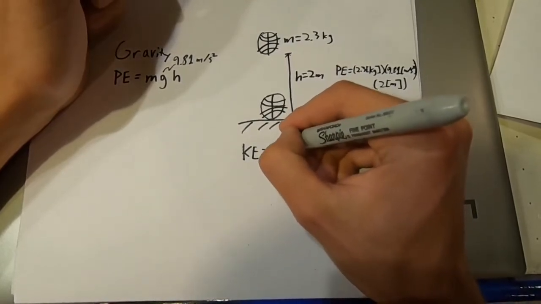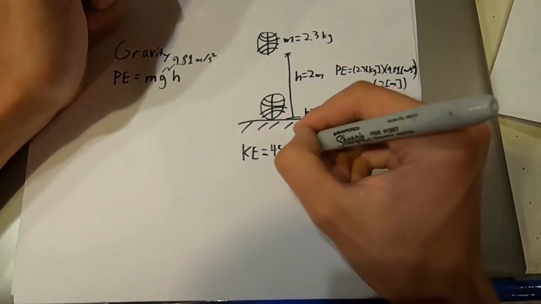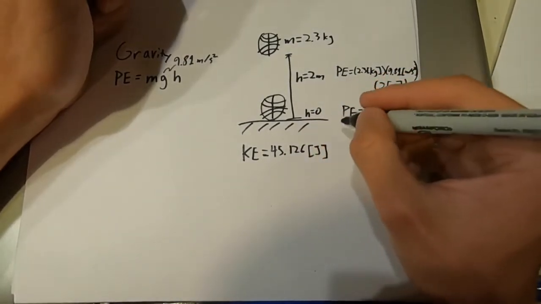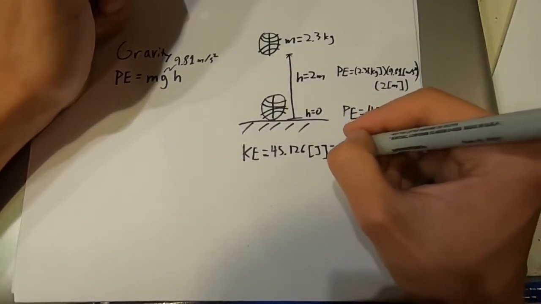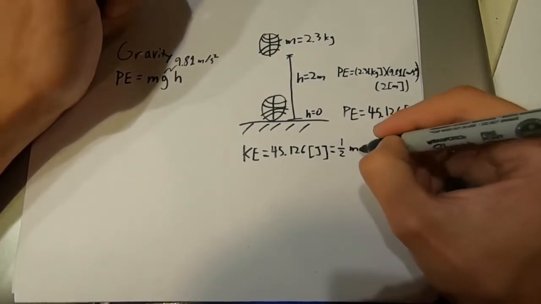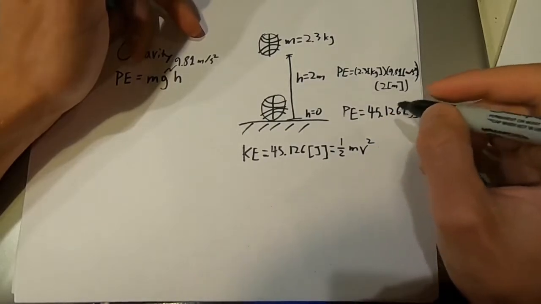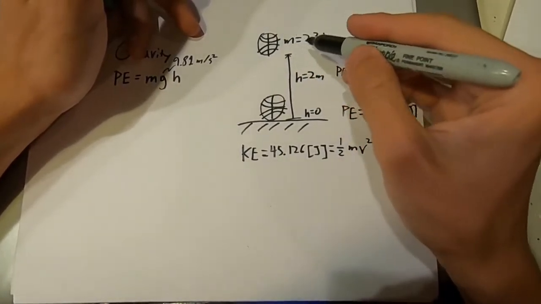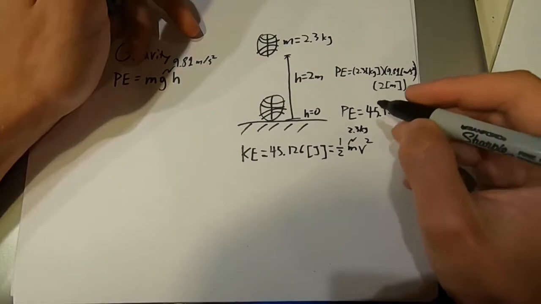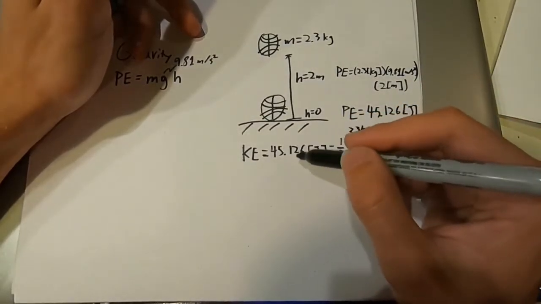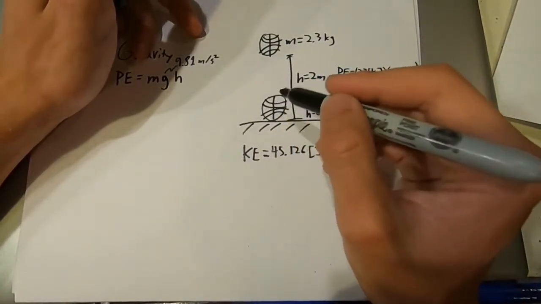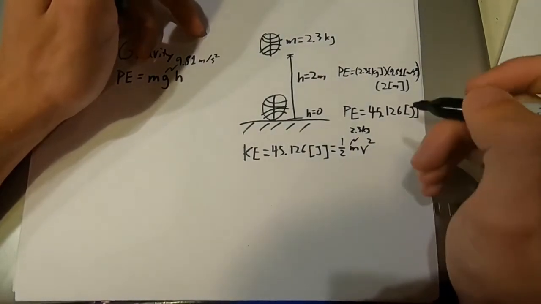It's equal to 45.126 joules. And our equation for kinetic energy is going to be 1/2 mv squared. So using this equation, we know the mass of our ball here. That's our 2.3 kilograms. All right, and we know our kinetic energy number. So from that, we can actually find out how fast this ball is moving once it hits the floor.